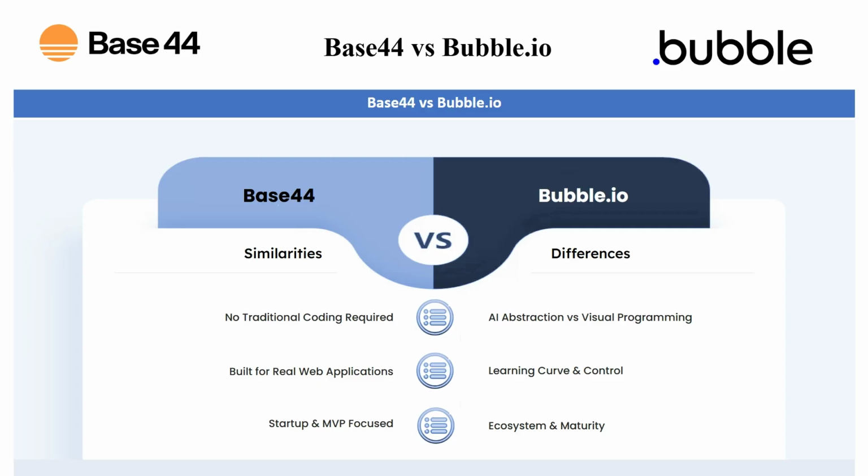So, the final verdict: if you want deep visual control and are willing to invest time learning a powerful no-code system, Bubble.io offers more flexibility and long-term customization. If you prefer a more abstracted, AI-assisted approach that reduces architectural complexity and gets you moving faster, Base44 is cleaner and more guided. So that is what should help you decide between Base44 and Bubble.io.